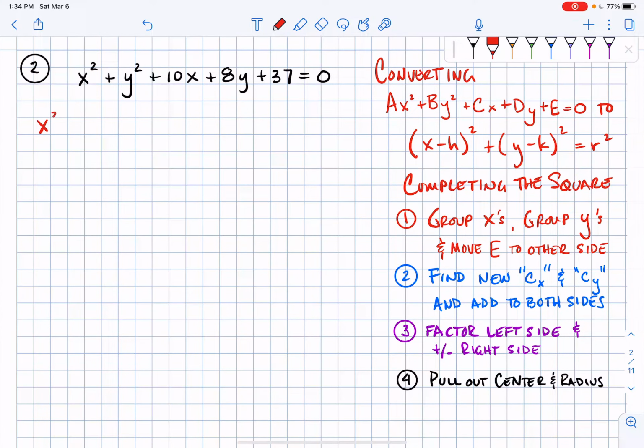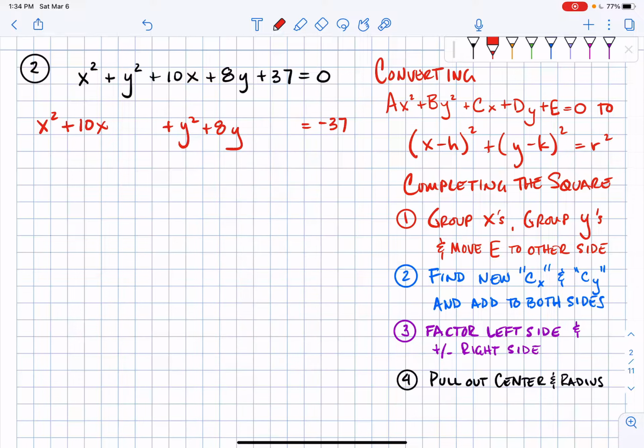I'm finding x squared plus 10x. So I'm grouping the x's together. And then I got the plus y squared plus 8y. Those are grouped together. And then I'm moving the positive 37 to the other side. In order to do that, I have to subtract 37 from both sides. So that's going to be negative 37.